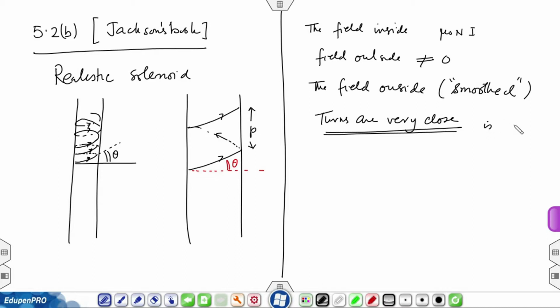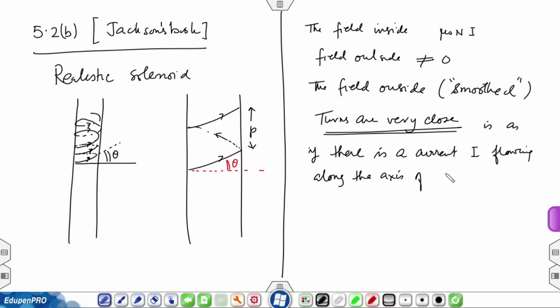Outside is as if there is a current I flowing along the axis of the solenoid. That is, the field outside B, just outside, is equal to mu naught I over 2 pi times the radius, let us say this is rho, in the phi direction. This is what we want to show.